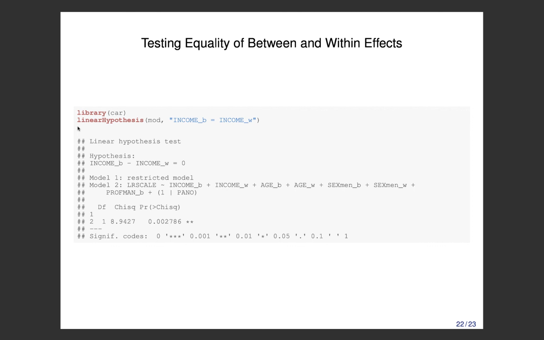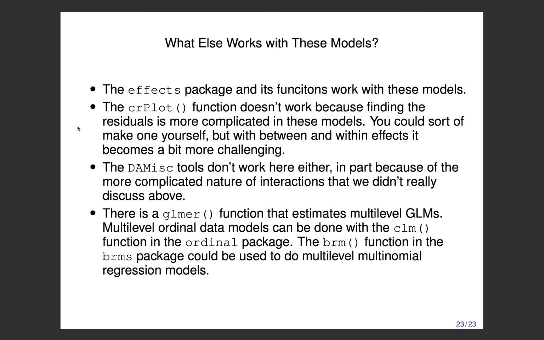We could test hypotheses between two variables or two effects. So if we wanted to test the within versus between effect, we could do that with the linearHypothesis function. And in these models, the effects functions work. And so this is probably your best bet at trying to evaluate what effects look like in these models, especially if you have some nonlinearities and the like. The component plus residual plot function doesn't work because of the more complicated nature of the residuals. You could hack one of these together yourself if you wanted to, but with between and within effects in it, it becomes a little bit more challenging.